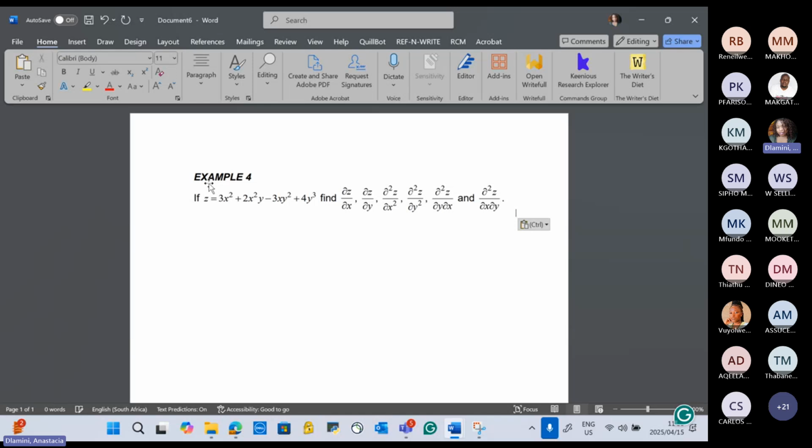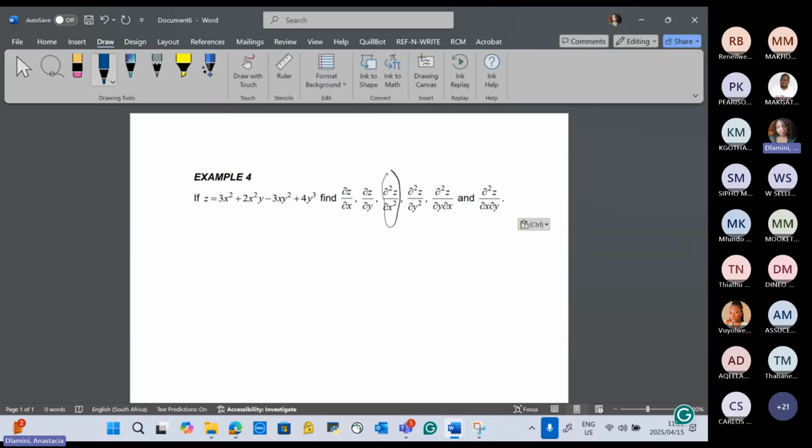The next one says the second order partial derivative of z with respect to x. What does it mean? It means that we do the partial derivative of the partial derivative of z with respect to x, and then we partially differentiate it again with respect to x. Do we have the partial derivative with respect to x? Yes, we did calculate it.